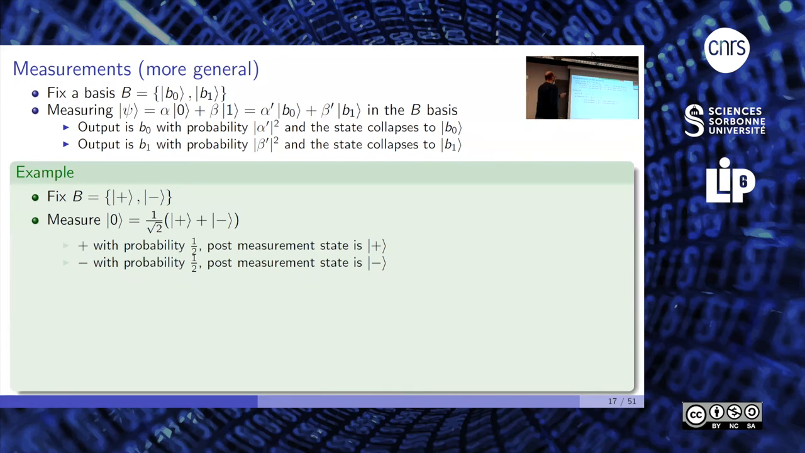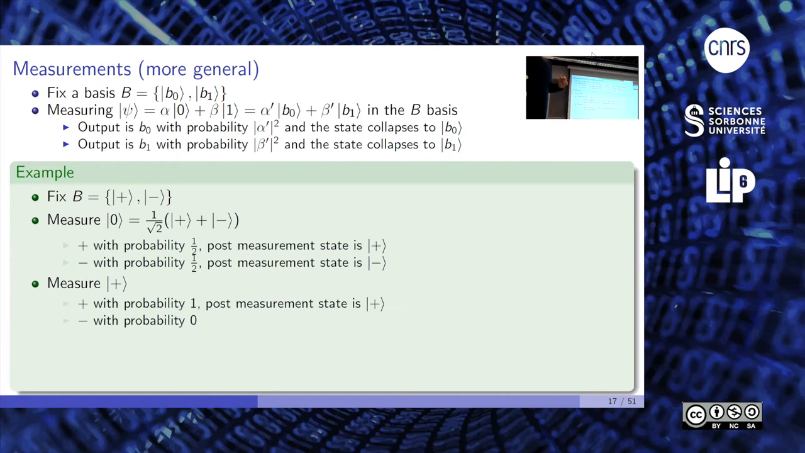So instead of the computational basis, we can choose this plus minus basis. And now when you're measuring zero, you can check that zero can be written as 1/√2 times plus plus minus. Now what you have is outcome plus with probability one half, and in this case, the post-measurement state is plus. Or outcome minus with probability one half, and in this case, the post-measurement state is minus.